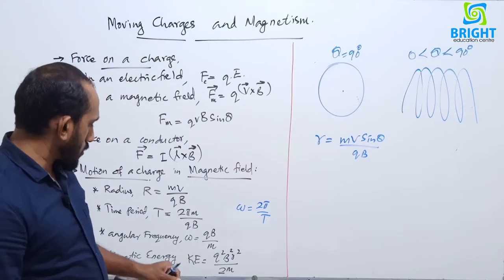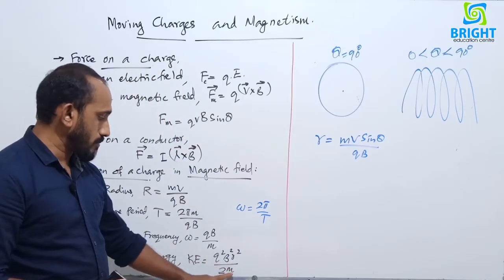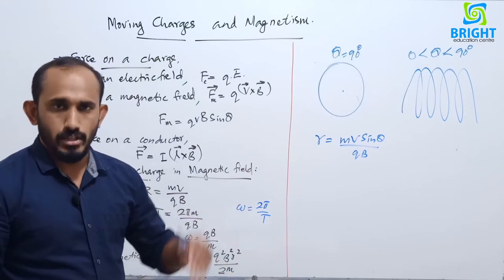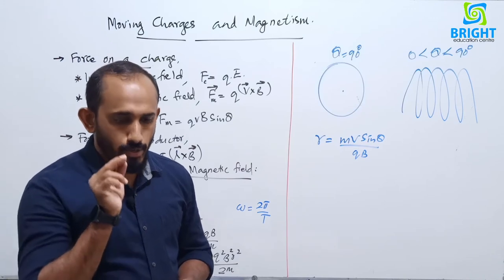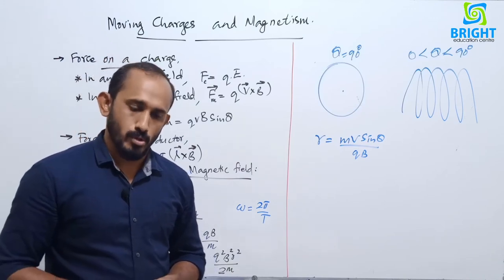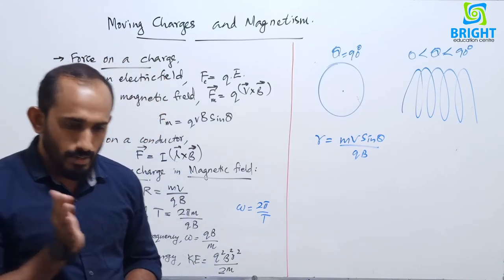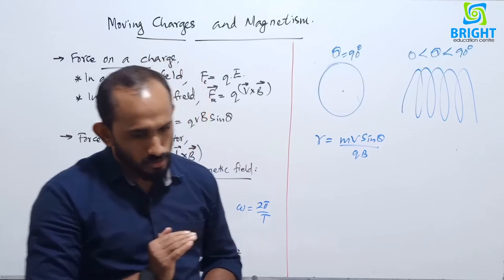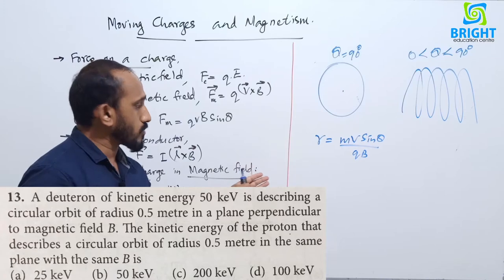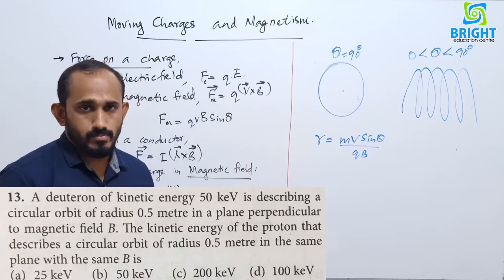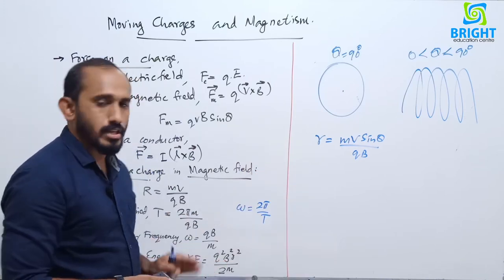So for the kinetic energy equation we have q squared B squared r squared by 2m. You just have to find the ratio. Here the relation between deuteron and proton is that the deuteron has twice the mass of the proton. That is the difference there. So you have to substitute that value also, then just take the ratio. In the options, 100 kilo electron volt, you will get the answer. Okay, just find the ratio of these two equations.